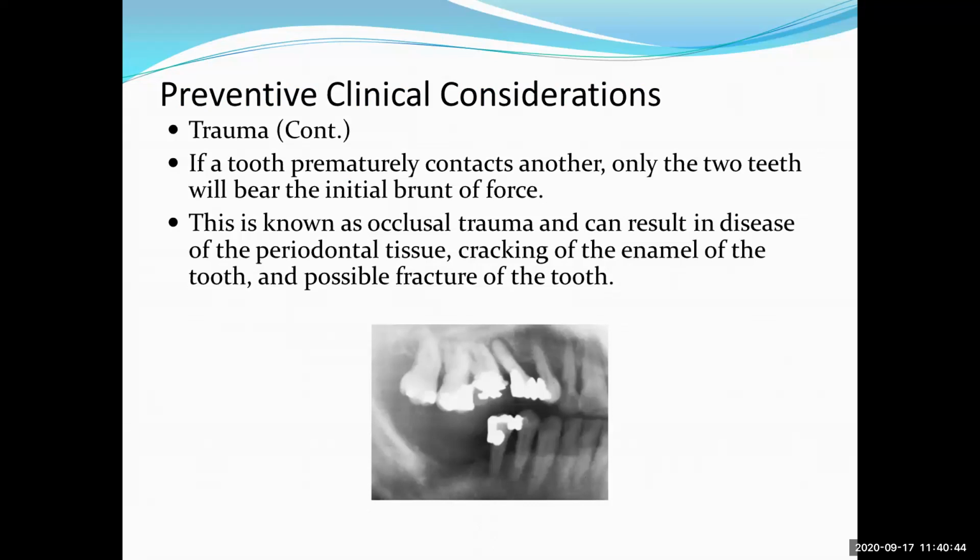So there's something called occlusal trauma. If a tooth prematurely contacts another, then only those two teeth are going to bear the initial brunt of the force. That's occlusal trauma, and that can result in cracking the enamel of the teeth, cracking the tooth, and possibly fracturing the tooth itself. And when we're talking about the periodontal ligament space, you can see this tooth here, that widened PDL around the entire tooth.